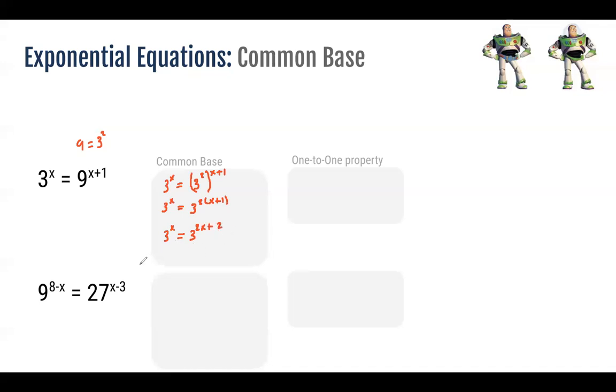Now that we have a common base, we can use the one-to-one property, meaning that we're going to be focusing on the exponents only, since we already have the same base. That means that we can set x equal to 2x plus 2. And once we have that, we just have to solve for x in order to find the actual value.